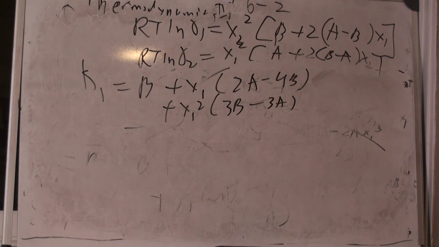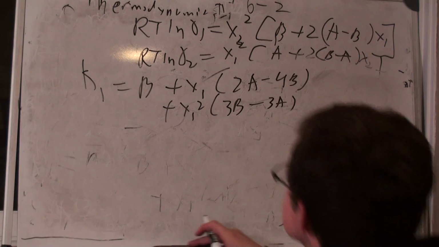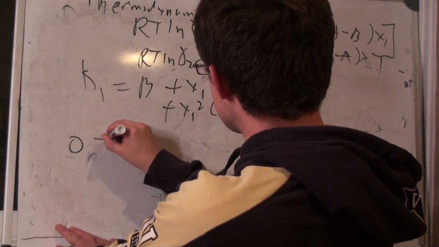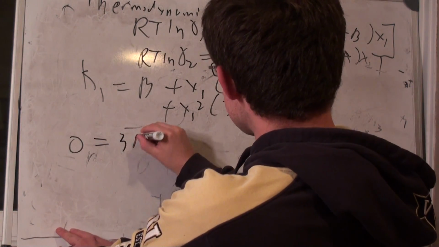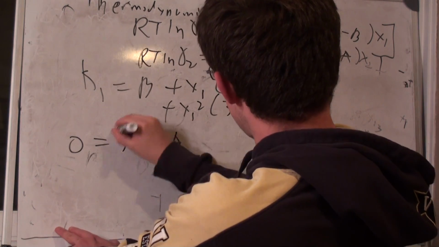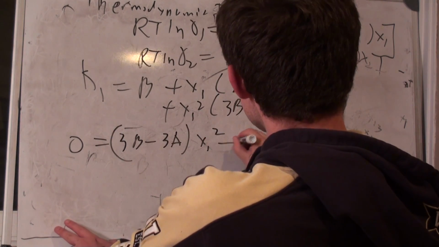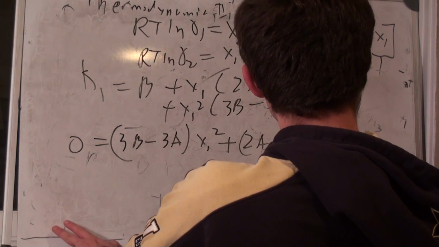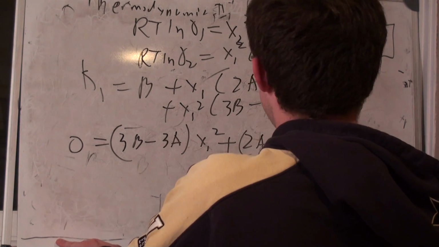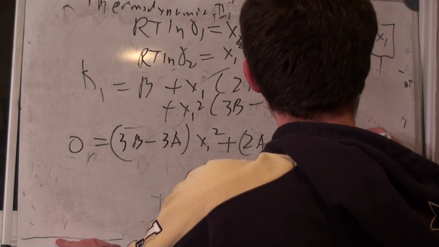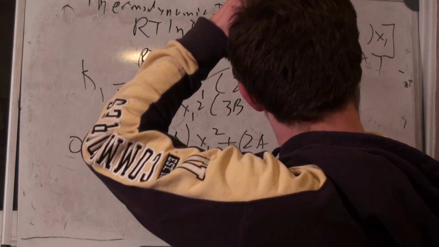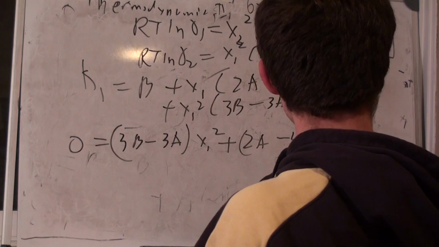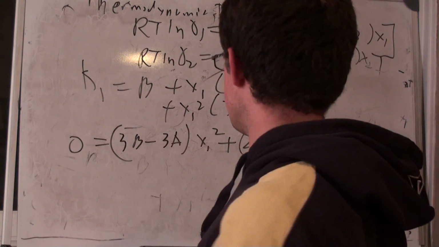I can't solve that straight up analytically. I have to use Mr. Quadratic equation. Okay, and so what I have is 0 equals 3b minus 3a x1 squared plus 2a minus 4b x1 plus b minus kappa 1.